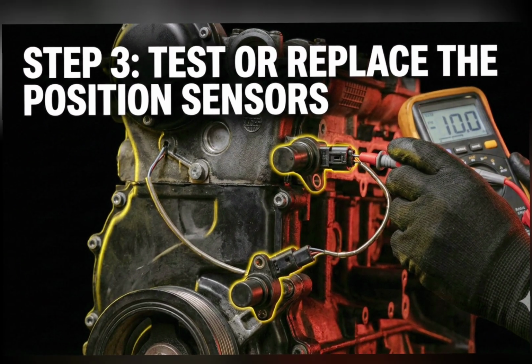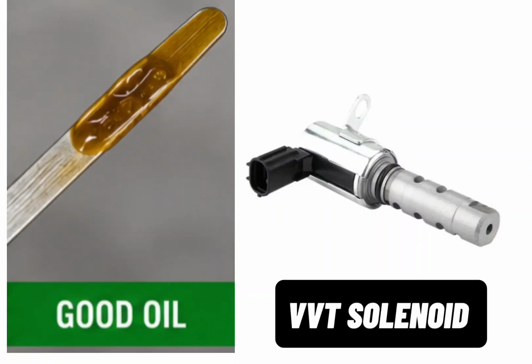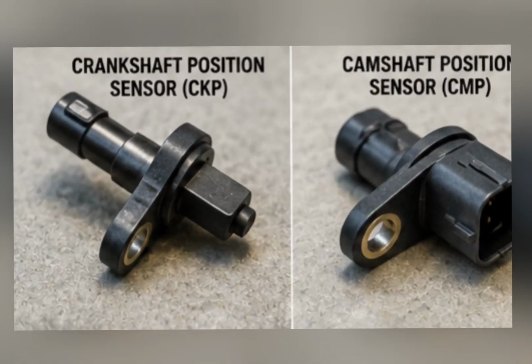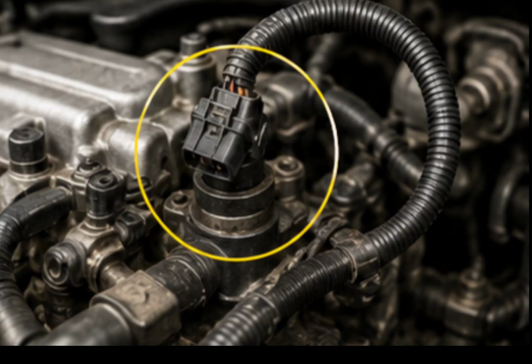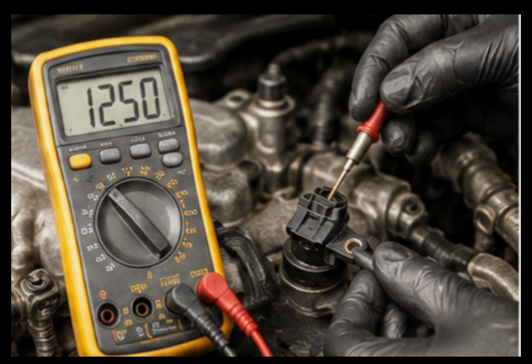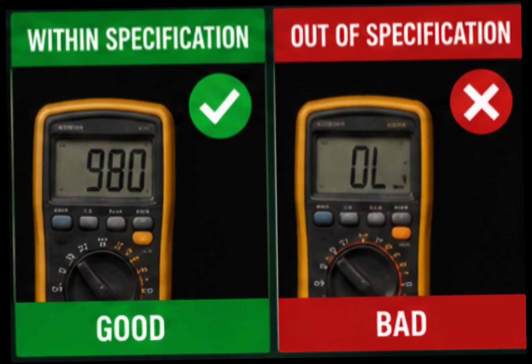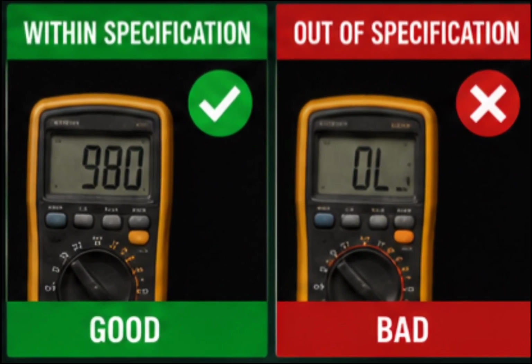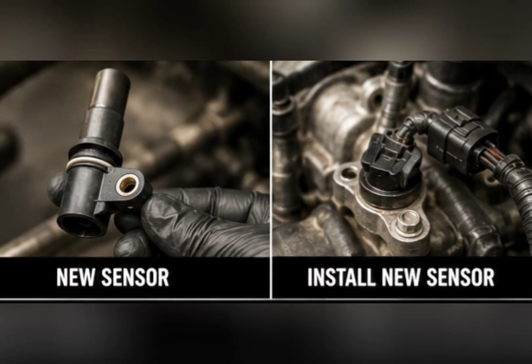Step number 3. Test or replace the position sensors. If the oil and VVT solenoid check out, the camshaft or crankshaft position sensors may be malfunctioning. Wiring check: visually inspect the wire harnesses leading to these sensors for any frays, cuts, or corrosion. Sensor test: use a multimeter to check the sensor's resistance against your vehicle's specific service manual specifications. Action: if the sensor tests out of specifications or fails continuity, replace it.